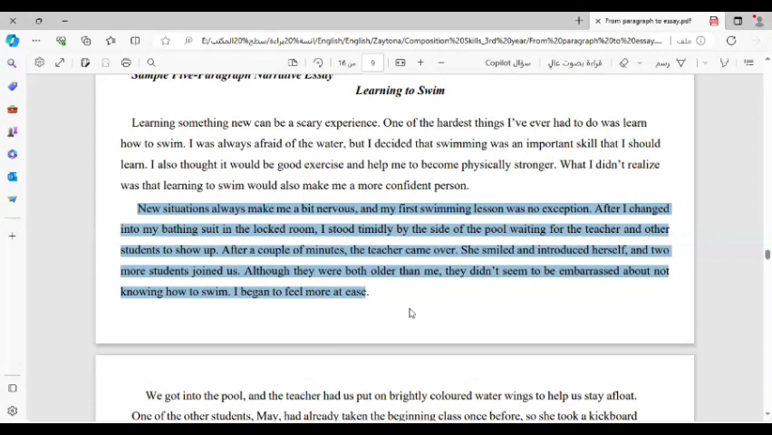I stood timidly by the side of the pool waiting for the teacher and other students to show up. After a couple of minutes, the teacher came over. She smiled and introduced herself, and two more students joined us. Although they were both older than me, they didn't seem to be embarrassed about not knowing how to swim. I began to feel more at ease.